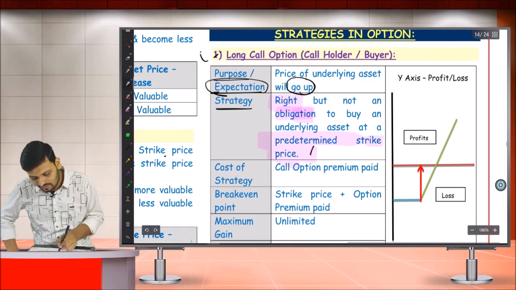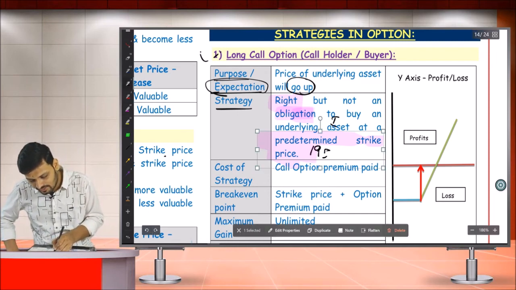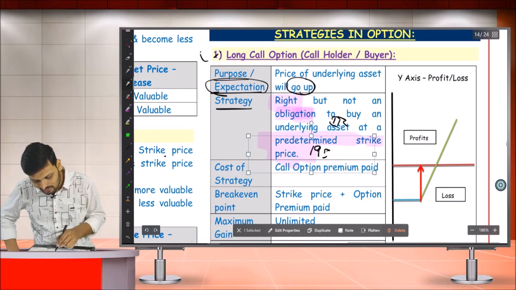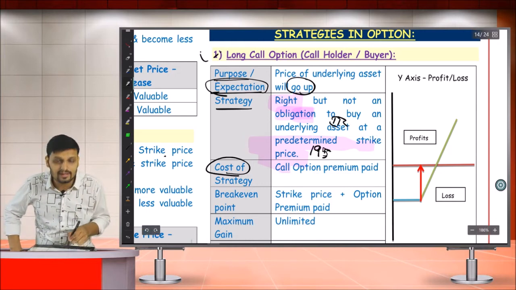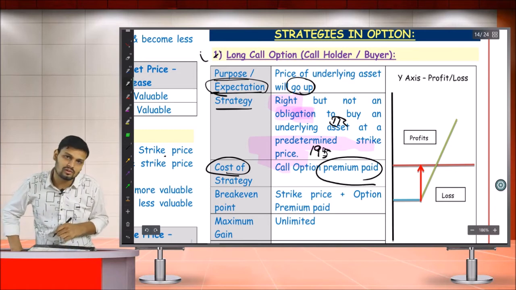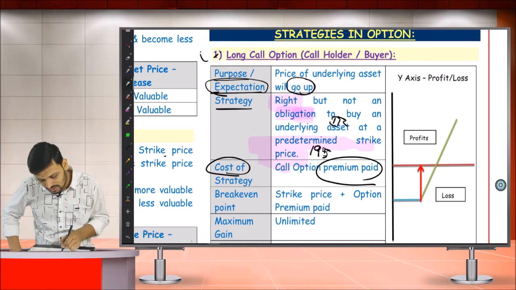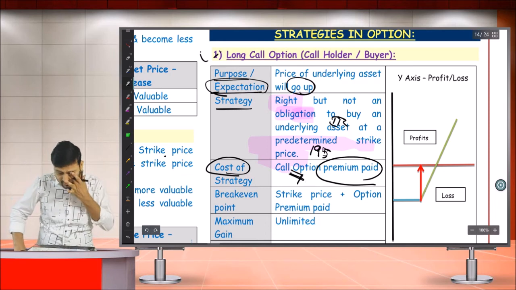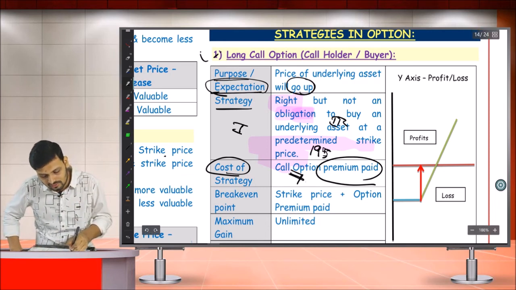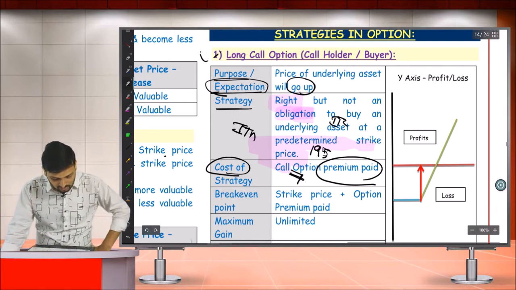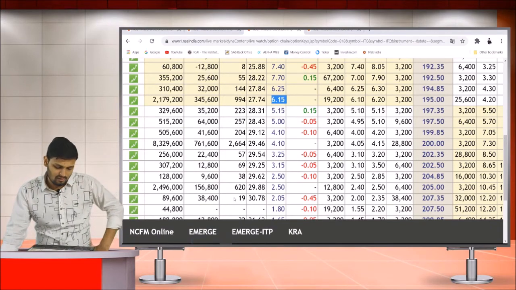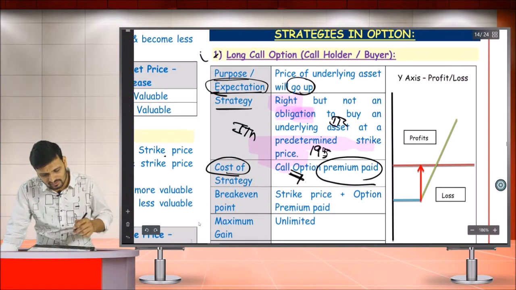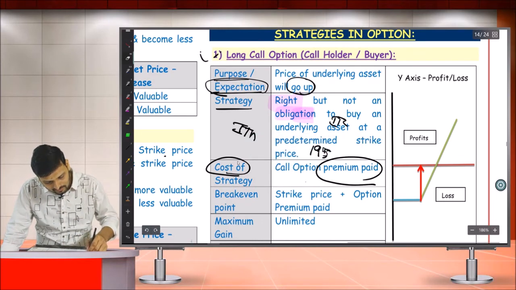Let us say predetermined strike price was 195. Underlying asset was ITC. Right, you are buying a call option. So cost of the strategy will be what? The premium paid is the cost of strategy. Let us say we have paid how much? Say 7 rupees of premium. You have paid 7 rupees of premium. Why? Because it is in the money option. And I can show you practically also it was 7 rupees only. For 195, okay, it was 6.15. Okay. And we'll take 6.15, the exact practical example.